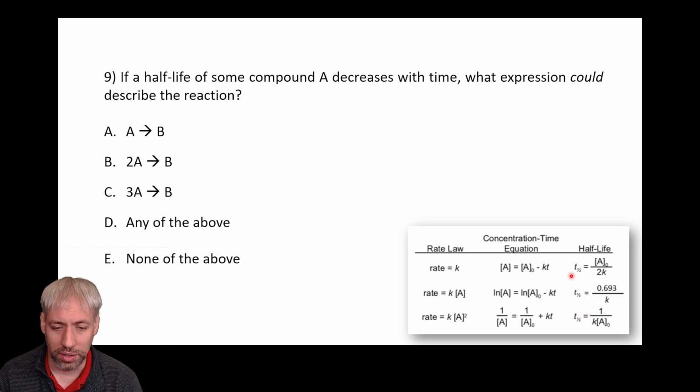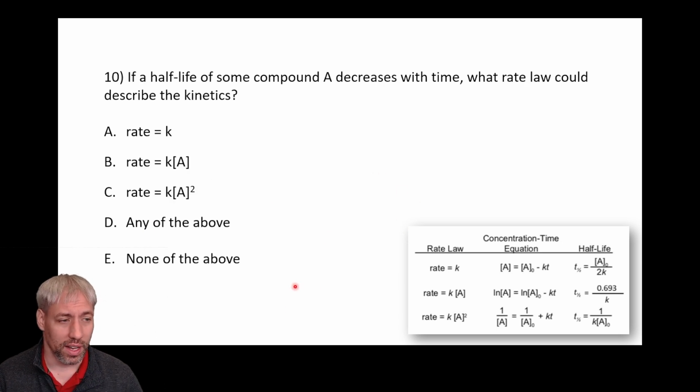And so we can compare these two equations here. If A decreases, T1/2 decreases. If A here decreases, T1/2 increases. And so we can rule out, just based on this information, that this is a zero-order reaction. But we don't know what the chemical equation for that reaction is, so the answer is all of the above. It could be any of these. It could be none of them. We don't know. We don't have enough information. All right. Now we're going to try to figure out a rate law from it.